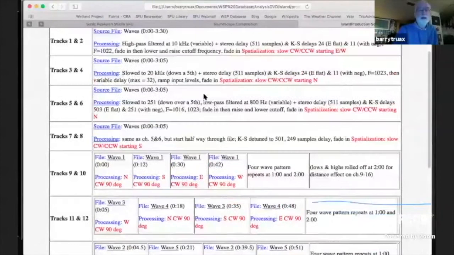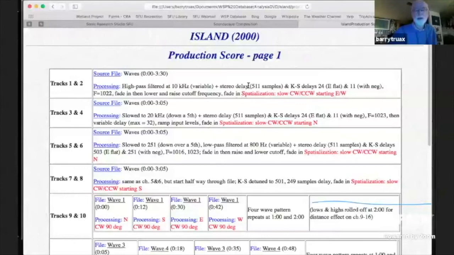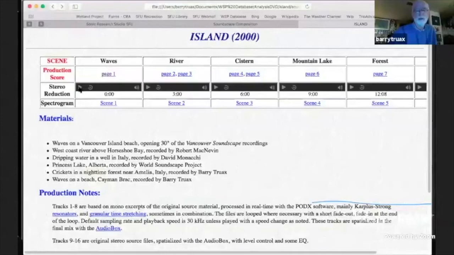And then those same sounds, a high pass version and a low pass version, are again put into resonators and processed. So let's just play this opening here, which comes from the first track on the Vancouver Soundscape, actually.